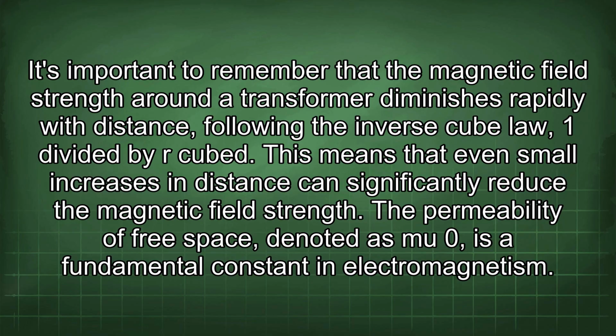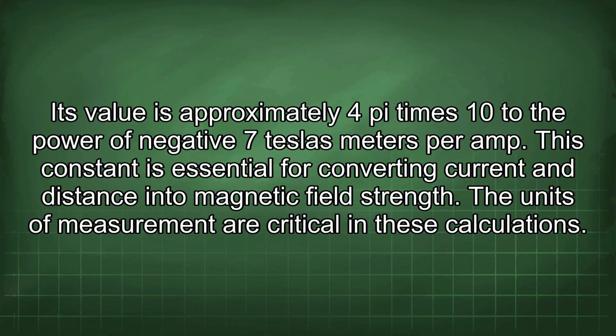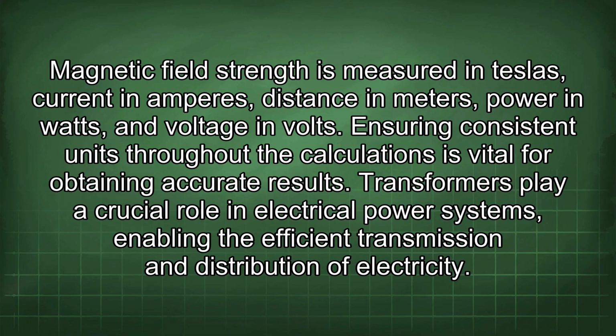The permeability of free space, denoted as mu0, is a fundamental constant in electromagnetism. Its value is approximately 4 pi times 10 to the power of negative 7 teslas meters per amp. This constant is essential for converting current and distance into magnetic field strength. The units of measurement are critical in these calculations. Magnetic field strength is measured in teslas, current in amperes, distance in meters, power in watts, and voltage in volts. Ensuring consistent units throughout the calculations is vital for obtaining accurate results.